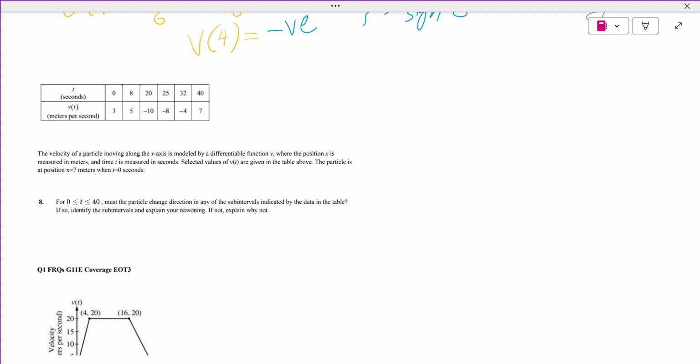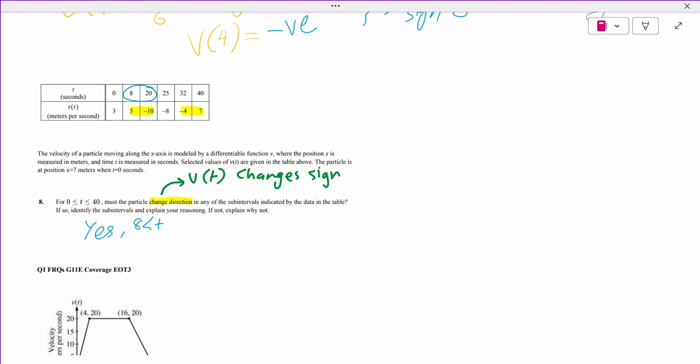the key phrase here is change direction. Change direction, that means the velocity v of t changes sign. Okay, when is this happening? It's happening here and here, right? Here the velocity is 5, it's positive 5, and then minus 10. On the other one, it's negative to positive. So, what do we say? We will say yes. And this is happening on which interval?